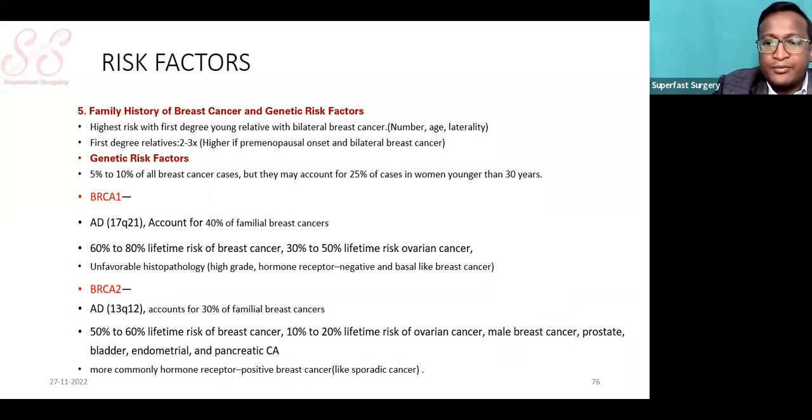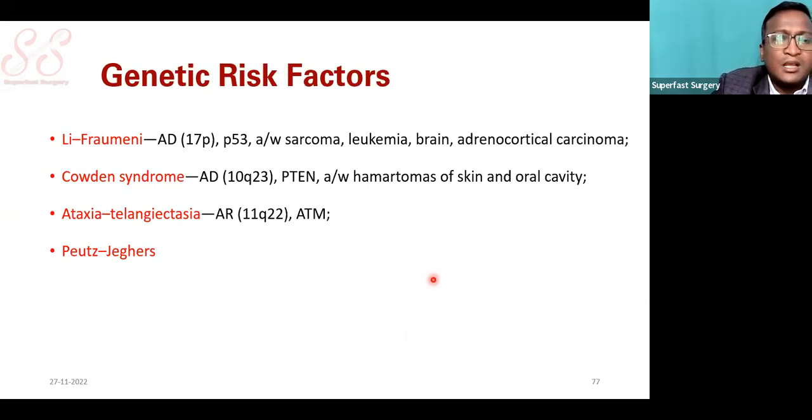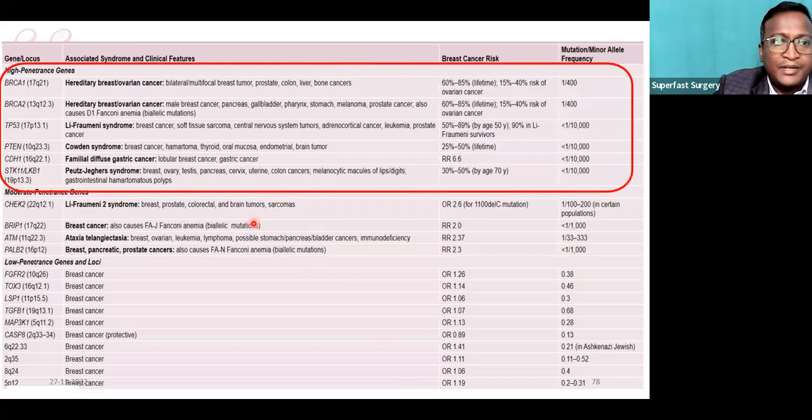So with this background of knowledge, we'll be discussing other genetic risk factors: Li-Fraumeni syndrome, autosomal dominant, with other associated tumors being sarcoma and leukemia, because we will be again discussing this when we discuss sarcoma; Cowden syndrome, for cancer of the oral cavity; ataxia telangiectasia; and Bannayan. These are high penetrance genes. So at least you should remember these names. The high penetrance genes that I have highlighted in this box are the ones you should be thorough with, all the names and the genes related to them. You may ignore these low penetrance genes.